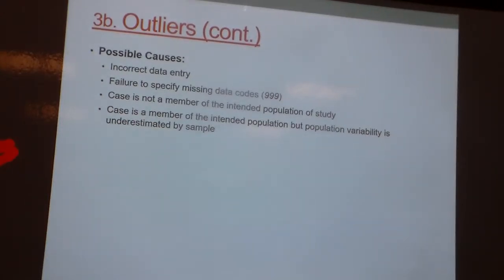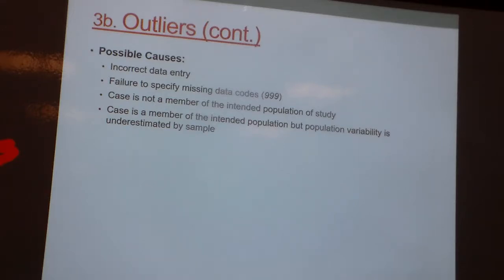Possible causes of our outliers: incorrect data entry, right? Always want to go through and make sure that we haven't had someone add an extra zero to something and it's caused a funky score. I do this all the time. Forget to tell SPSS that 999 means a missing value, and now I've got a very interesting mean, and my histogram looks pretty funky. It's got one column here and then someone way out there on the end.